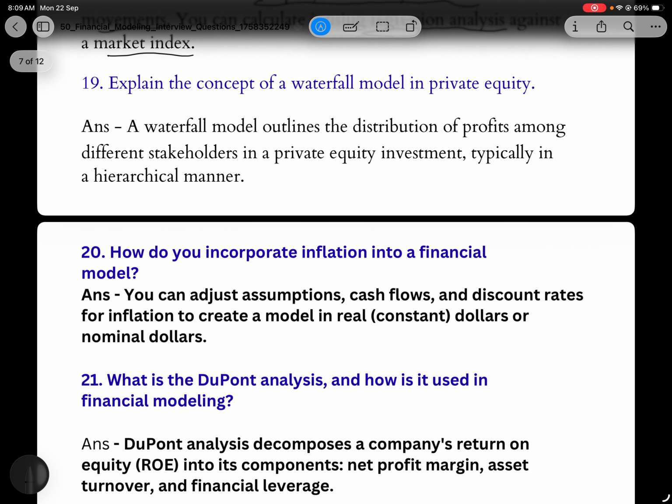Next question is about the concept of the waterfall model in private equity. The waterfall model is basically the distribution of profits, typically in a hierarchical manner in private equity investments. It's nothing but how the money trickles down to different stakeholders. Okay.